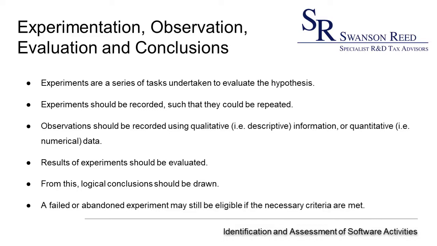Where experiments do not yield the required results, the inputs to the experiments, such as the software code or design parameters, may be varied and further experiments conducted until such time that the outcome is known or able to be determined. A failed or abandoned experiment may still be eligible if the necessary criteria are met.